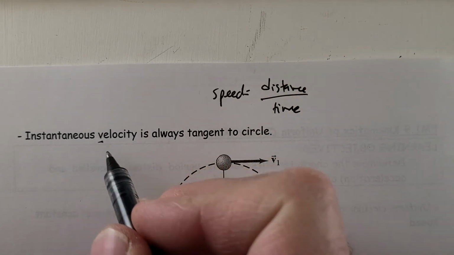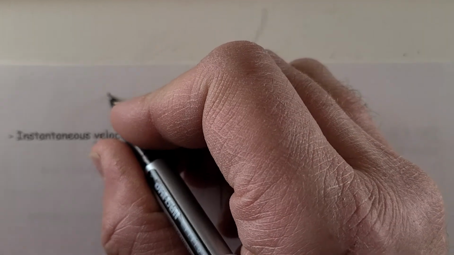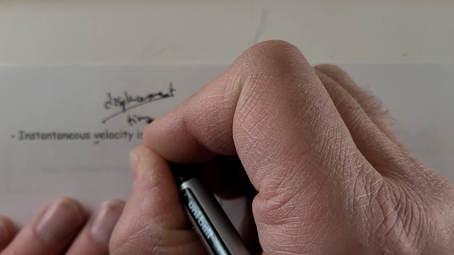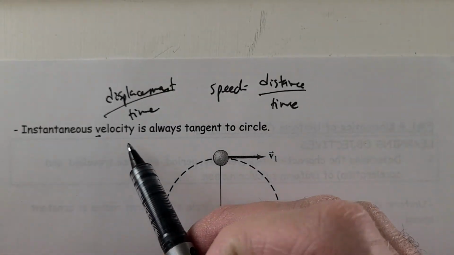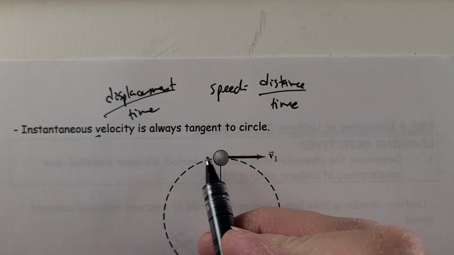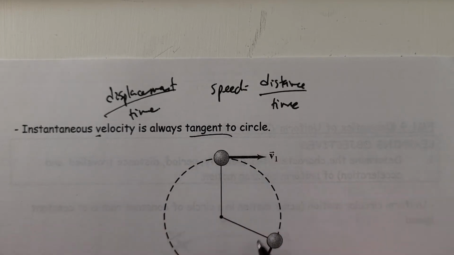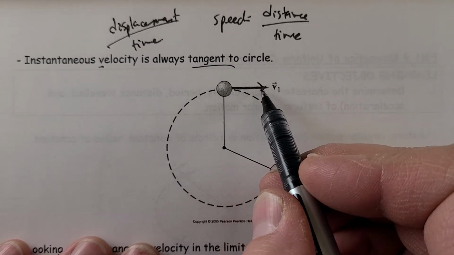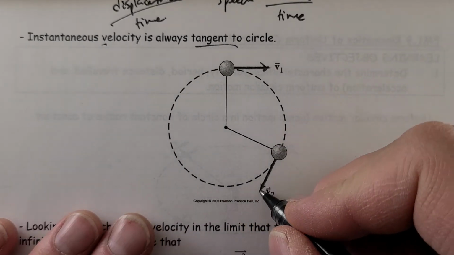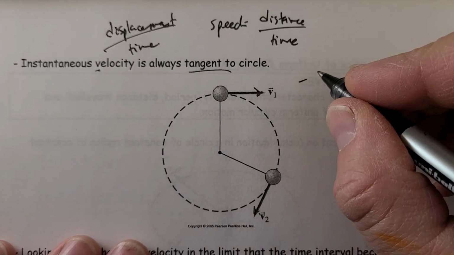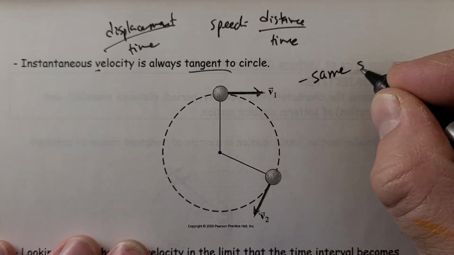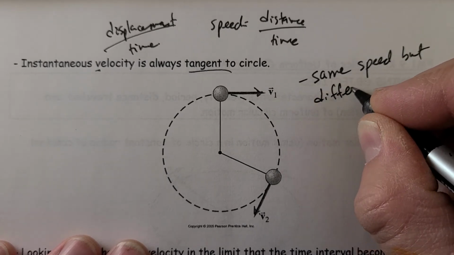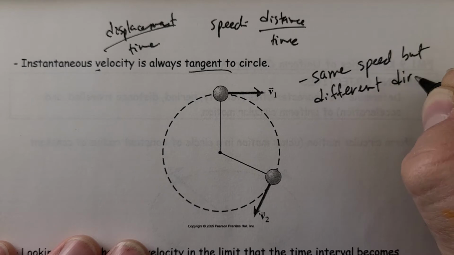Now if we look at velocity, velocity of course is displacement over time, and it has a direction. So if we look at instantaneous velocity, it's always tangent to the circle. If we're spinning around here clockwise, the velocity right here would be equivalent to this. The velocity over here would be equivalent to this. So we could see here in all of these, same speed, but different direction.